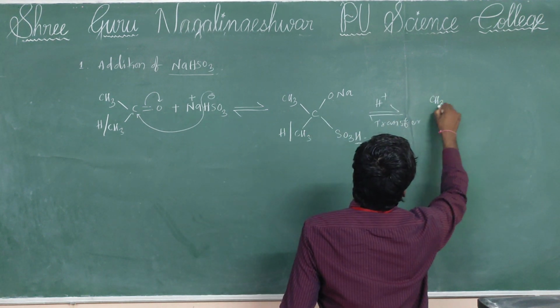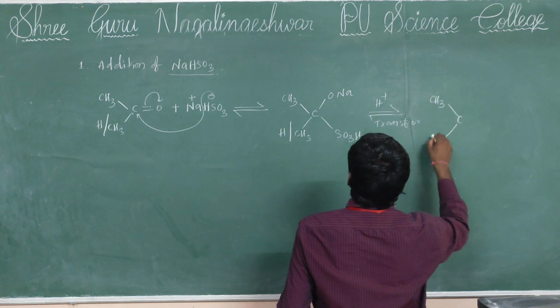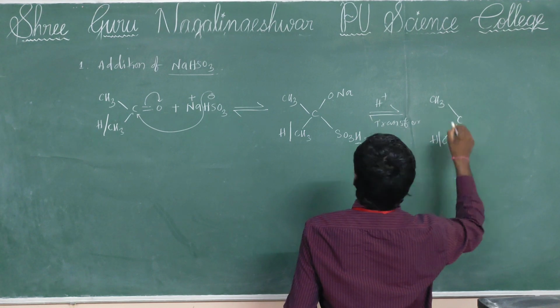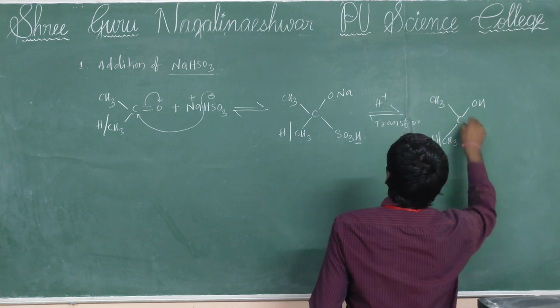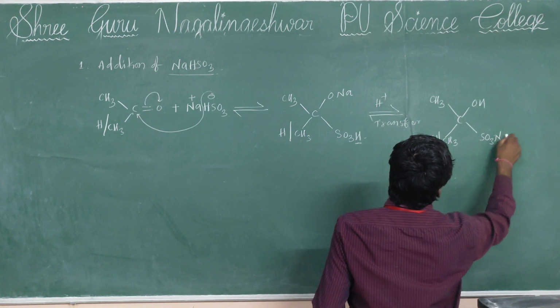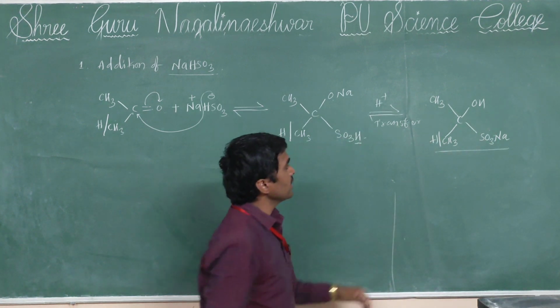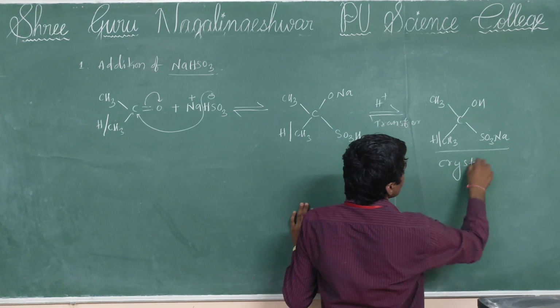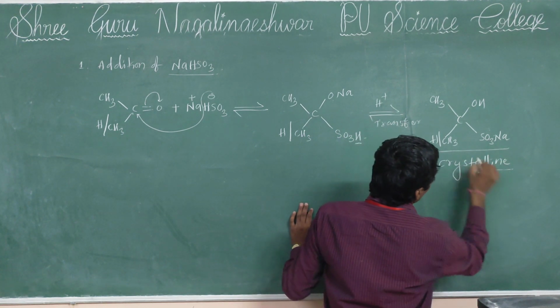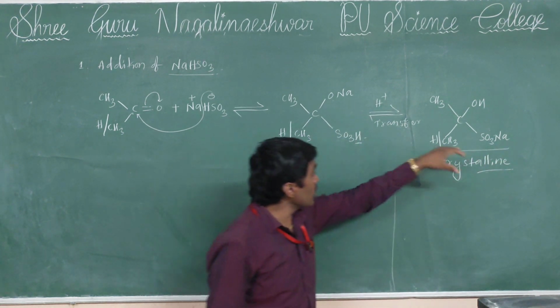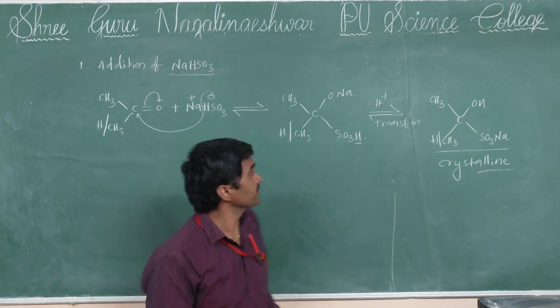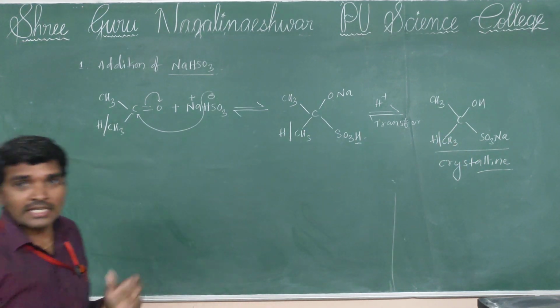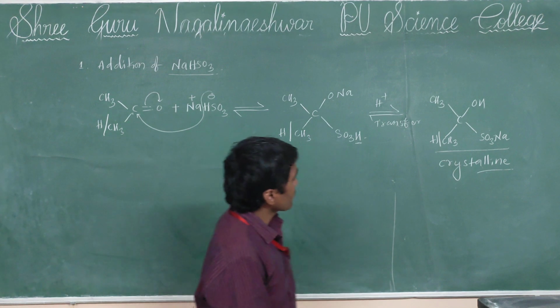Then formation of CH3, CH3, then formation of OH and SO3Na product. So actually this is a crystalline compound. This is crystalline, which is soluble in water. Okay. And what is the speciality of this reaction?